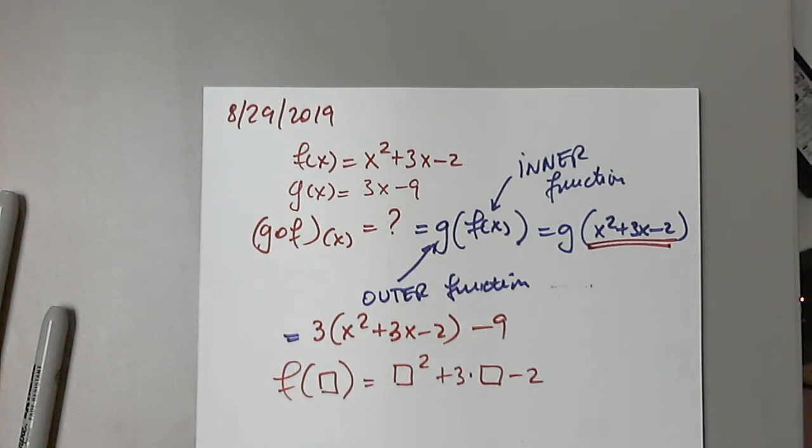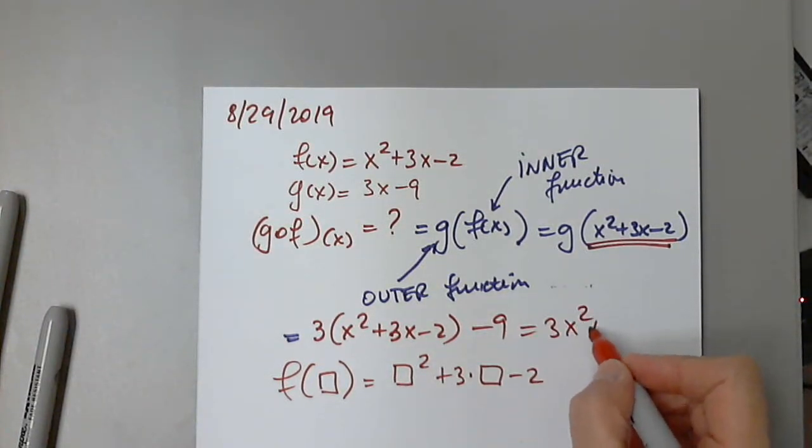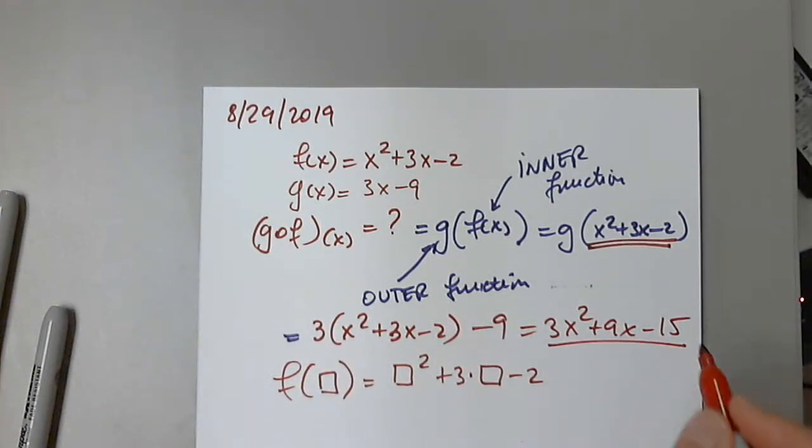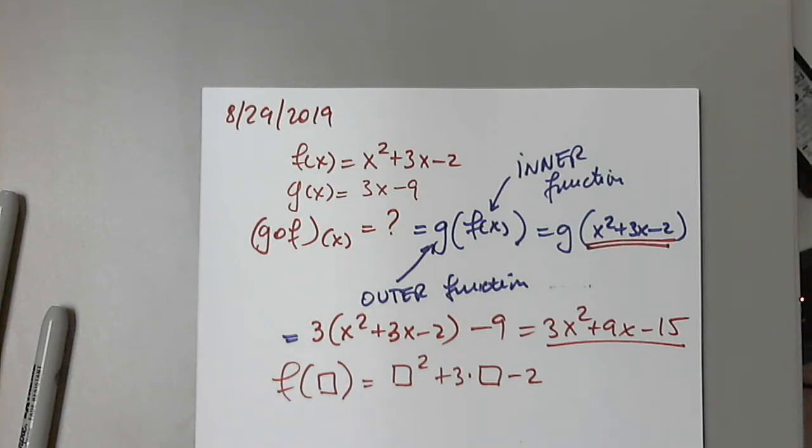So then we will distribute 3. So 3x squared plus 9x minus 6 minus 9 is minus 15. So that's the function composition of g comp f. So remember, f is the inner, g is the outer in this case. Any questions? Stop if you have questions, okay? Everyone?